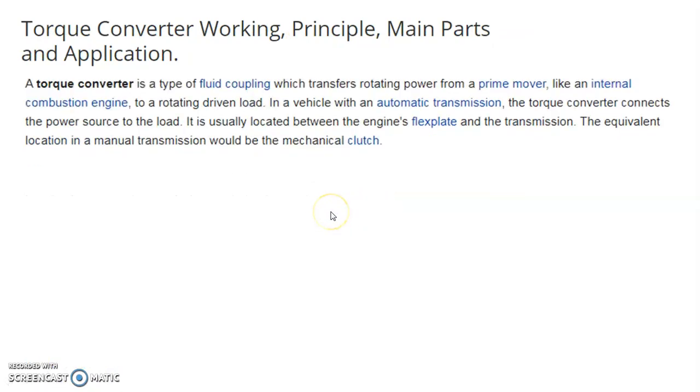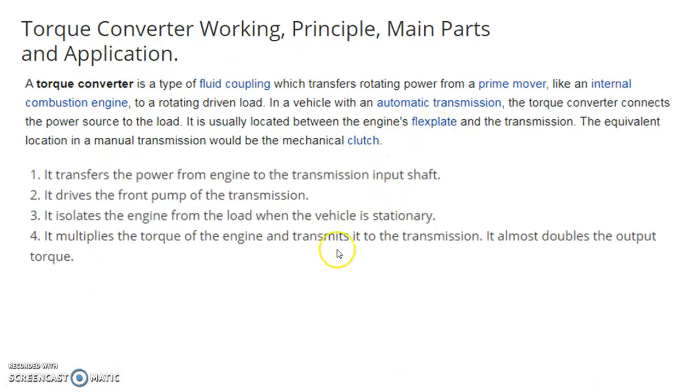A torque converter is a type of fluid coupling which transfers rotating power from a prime mover, like an internal combustion engine, to a rotating driven load. In a vehicle with an automatic transmission, the torque converter connects the power source to the load. It is usually located between the engine's flex plate and the transmission. It transfers the power from the engine to the transmission input shaft.